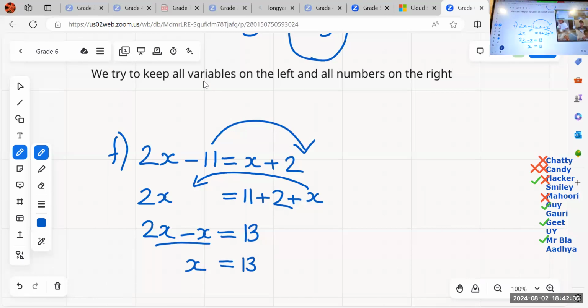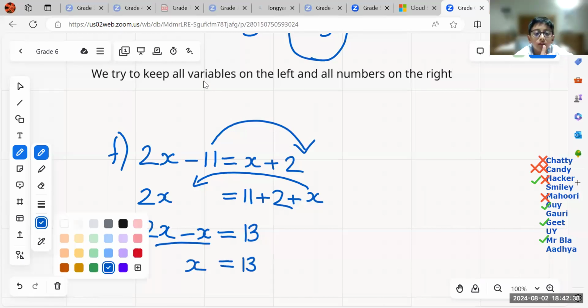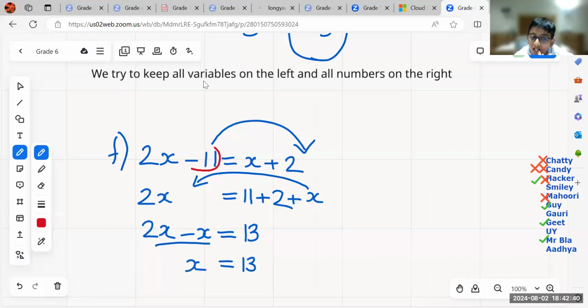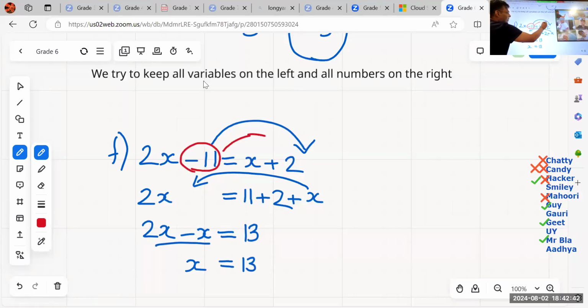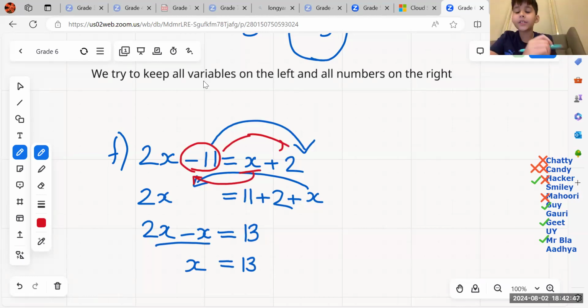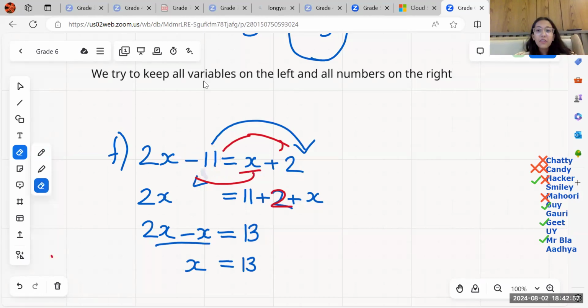So what was difficult in this question? I took care of the numbers. Numbers I moved to the right side, and the x part I moved to the left side. Now Sudharan, how did you get 13? Sir, because 11 plus 2, I didn't know how to write it. I just cut the x, so it was only 1x left. Okay, beta.